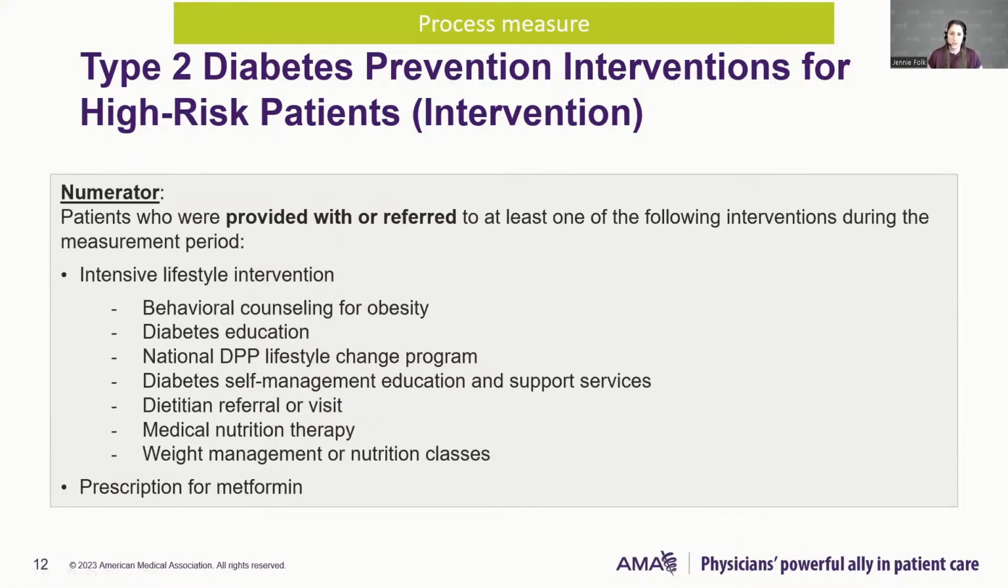The numerator of the intervention measure is made up of patients from the denominator who were provided an intervention during the measurement year. The interventions are grouped into 2 categories: intensive lifestyle interventions and a prescription for metformin. Intensive lifestyle interventions include behavioral counseling for obesity, diabetes education, National DPP Lifestyle Change Program, diabetes self-management education and support services, dietitian referral or visit, medical nutrition therapy, and weight management or nutrition classes.